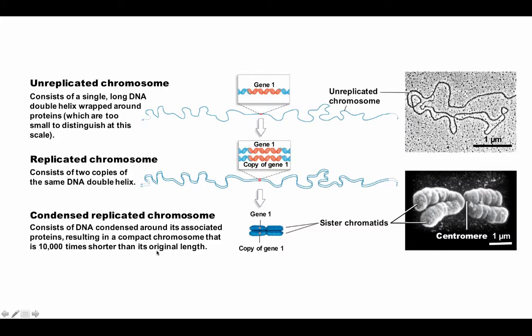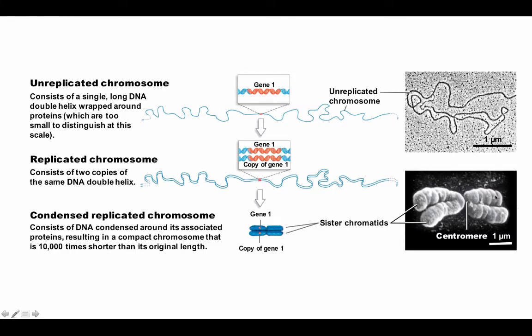Then, when the cell is getting ready to divide, all of these histones are going to cause the DNA molecule to condense, to scrunch together to form what we see as the visible chromosome that we can actually image and see under a light microscope. It's DNA condensed around its associated histone proteins, resulting in a compact chromosome that is 10,000 times shorter than its original length. So this is where we get these identifiable kind of X-shaped chromosomes.